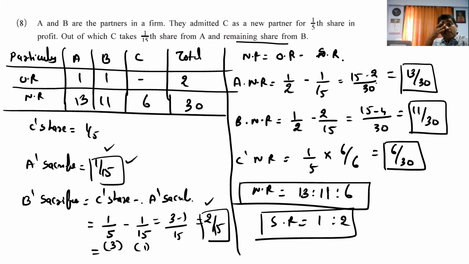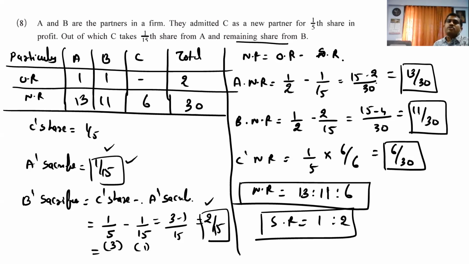So A's new ratio is equal to 1 by 2 minus 1 by 15. Right? So finally 15 minus 2 upon 30. That is 13 by 30. B's new ratio, 1 by 2 minus 2 by 15, 15 minus 4 upon 30, 11 by 30. While C's new ratio, we just have to multiply. That is 1 by 5 into 6 by 6, 6 by 30. So our new ratio comes to us 13 is to 11 is to 6.